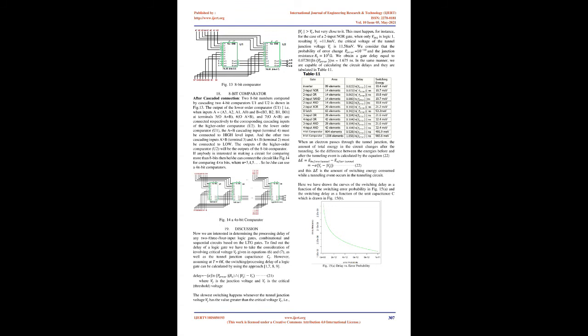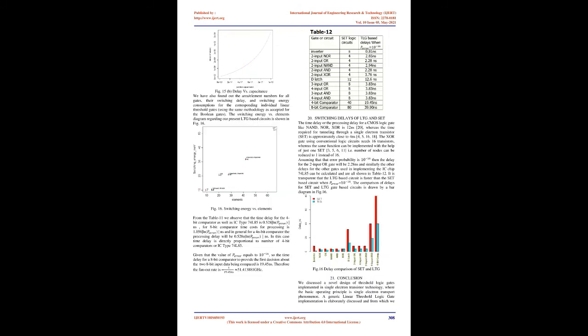8-bit comparator. After cascaded connection, 2 8-bit numbers compared by cascading 2 4-bit comparators U1 and U2 is shown in Fig. 13. The outputs of the lower order comparator U1, i.e., when inputs A equals A3, A2, A1, A0 and B equals B3, B2, B1, B0, at terminals 5 (A=B), 6 (A<B), and 7 (A>B), are connected respectively to the corresponding cascading inputs of the higher order comparator U2.